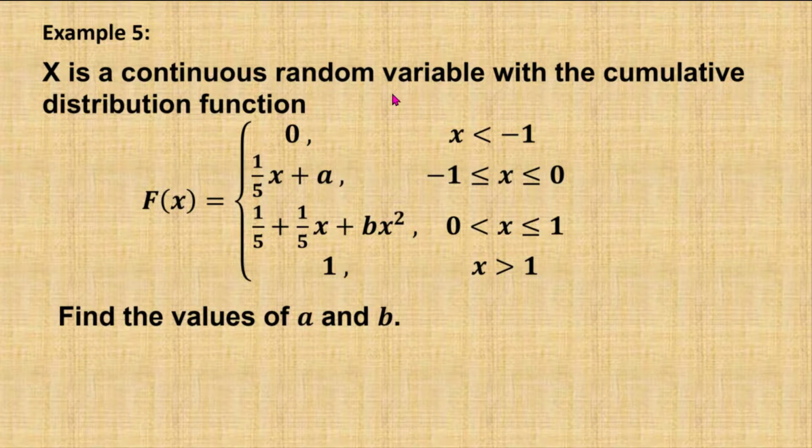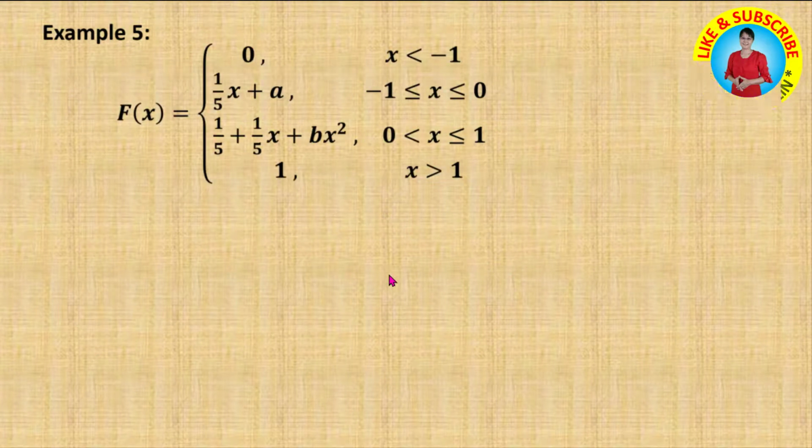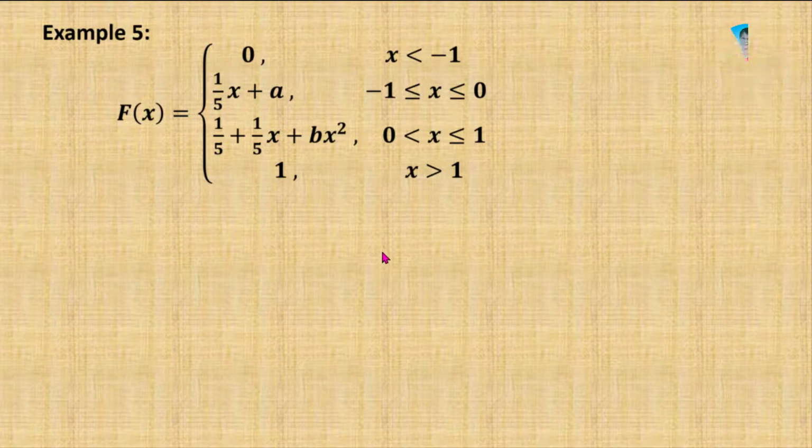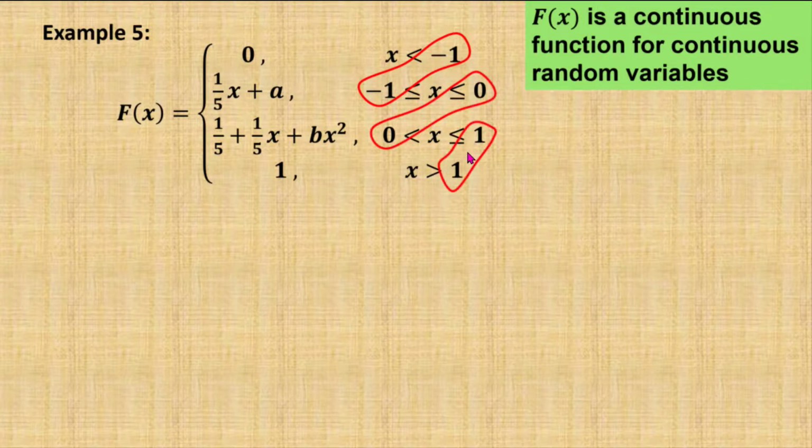In this example, I'm going to show you how to solve the problems of cumulative distribution function. X is a continuous random variable with the cumulative distribution function given below. Find the values of A and B. Since X is a continuous random variable, the cumulative distribution function is a continuous function, which means the function f of x is continuous at x equals -1, 0, and 1.